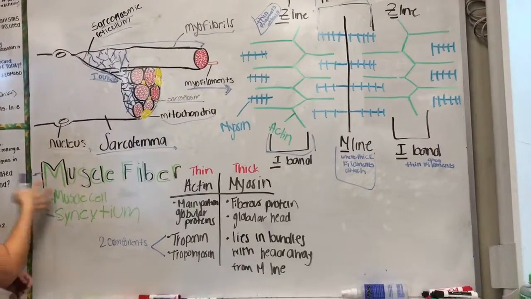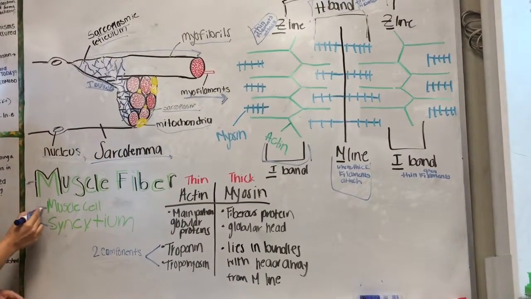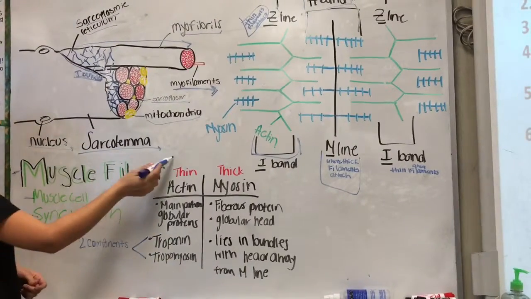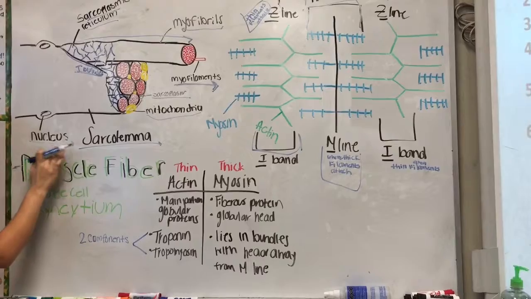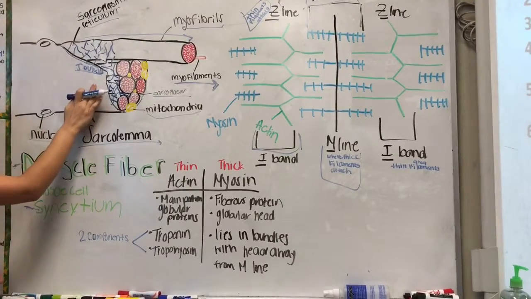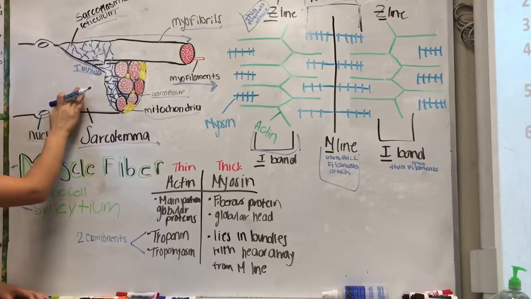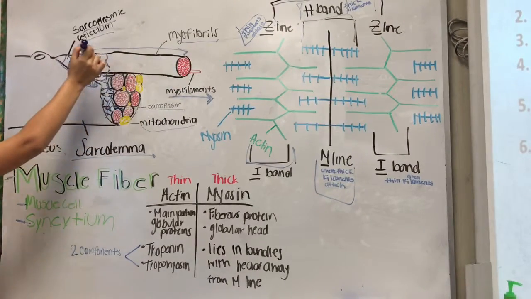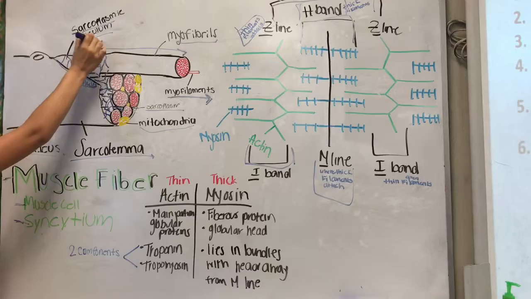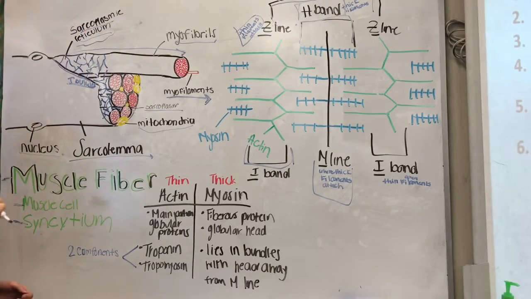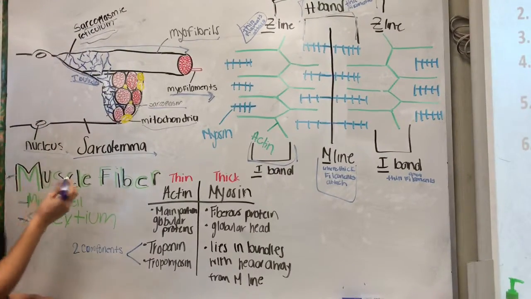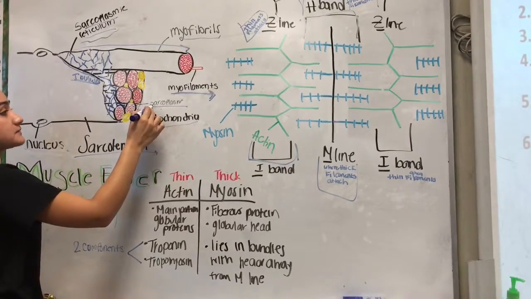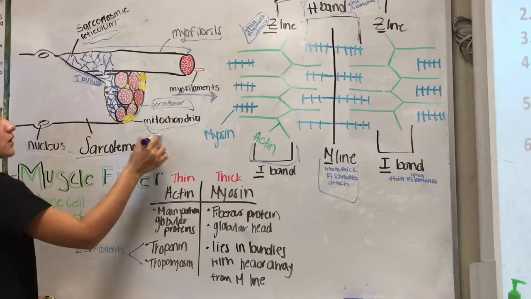So here we have a muscle fiber, which is also known as a muscle cell or a syncytium, and it has a membrane called the sarcolemma, which has nuclei and infoldings known as T-tubules. Then it will branch off into a myofibril, which has a net of sarcoplasmic reticulum, and in here we have our sarcoplasm, which has mitochondria in it.